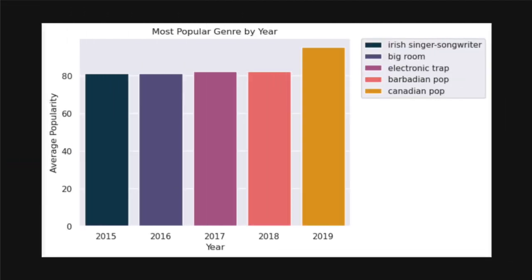This graph displays the most popular genre per year from 2015 through 2019. At a first glance, it may seem strange that the most popular genres are Irish singer-songwriter, big room, electronic trap, Barbadian pop, and Canadian pop. In fact, before creating this graph, we expected the most popular genres to be either pop, country, rap, or hip-hop.